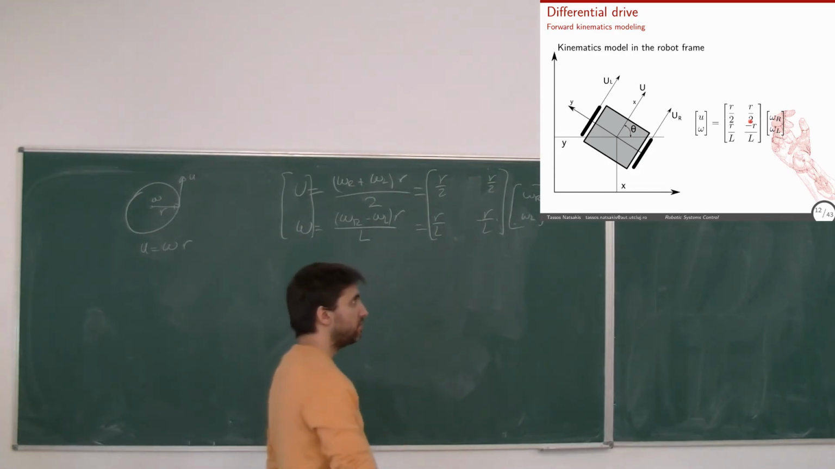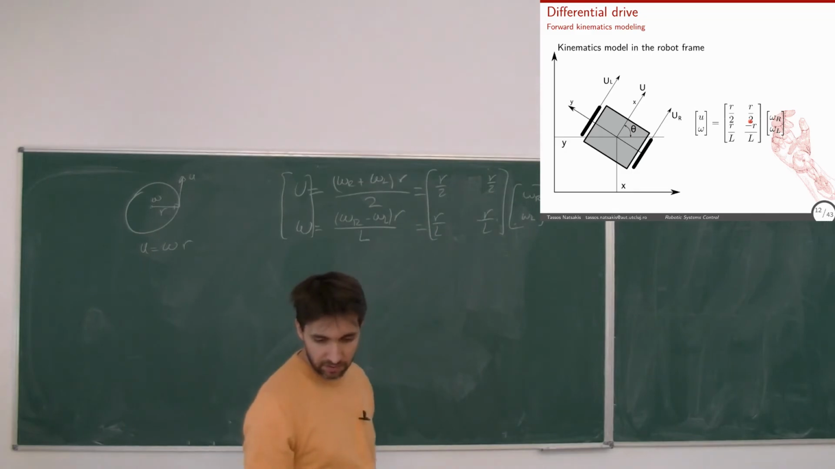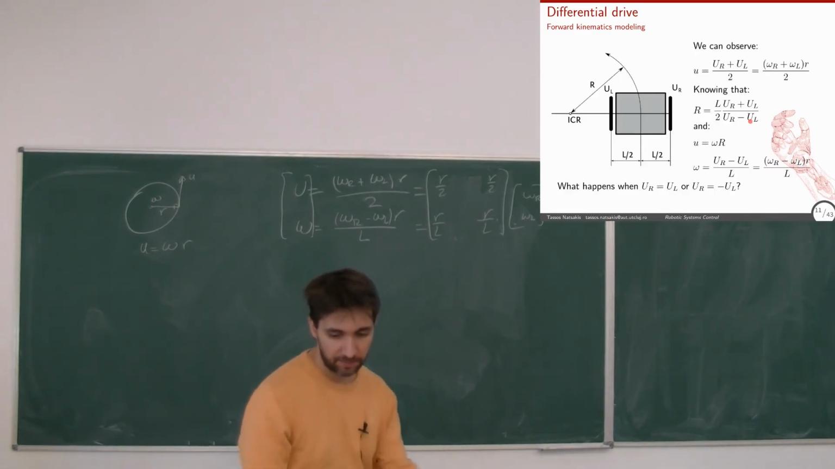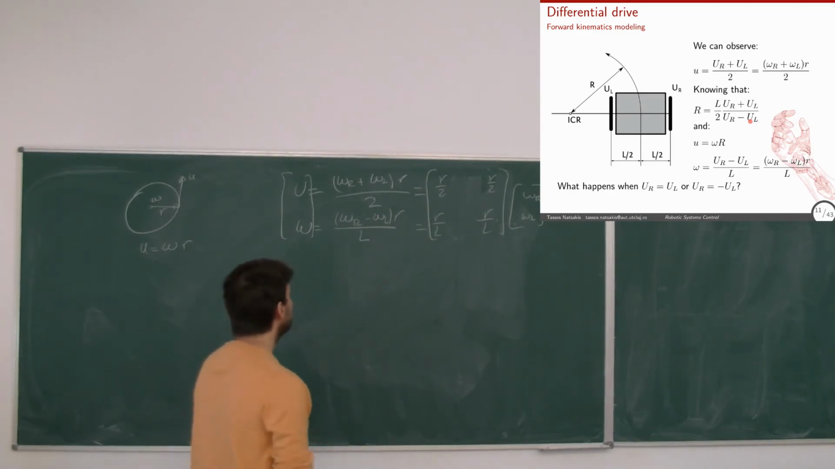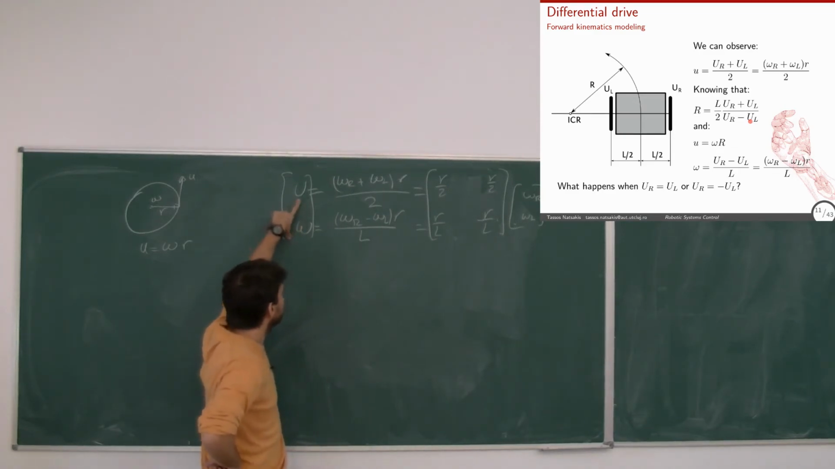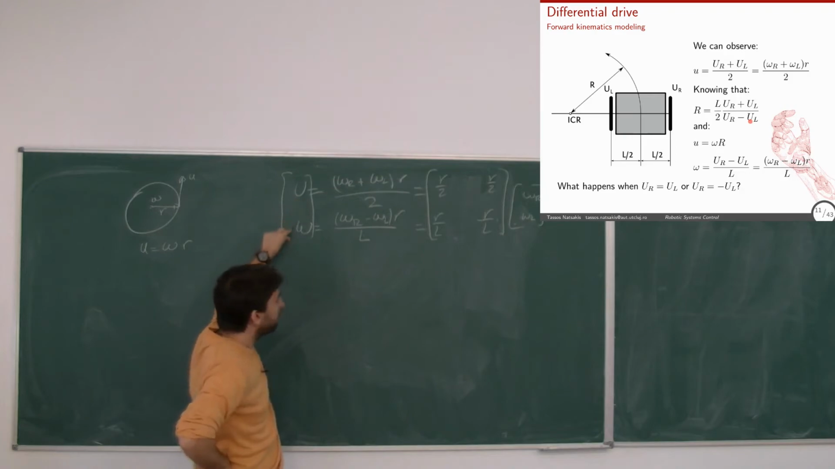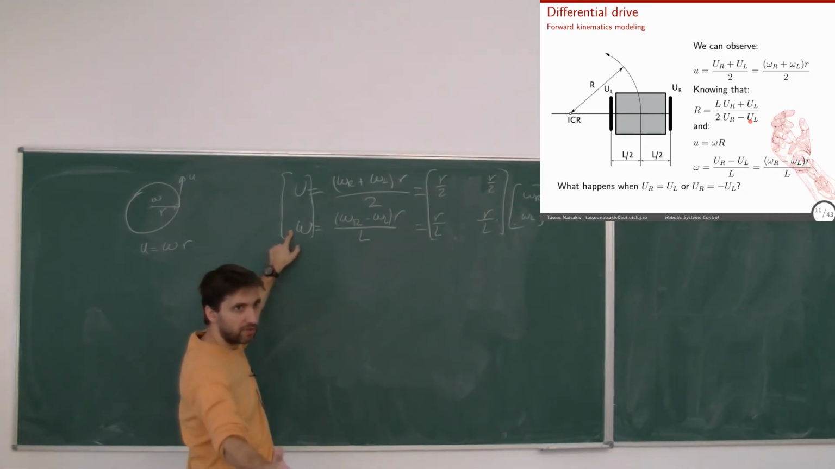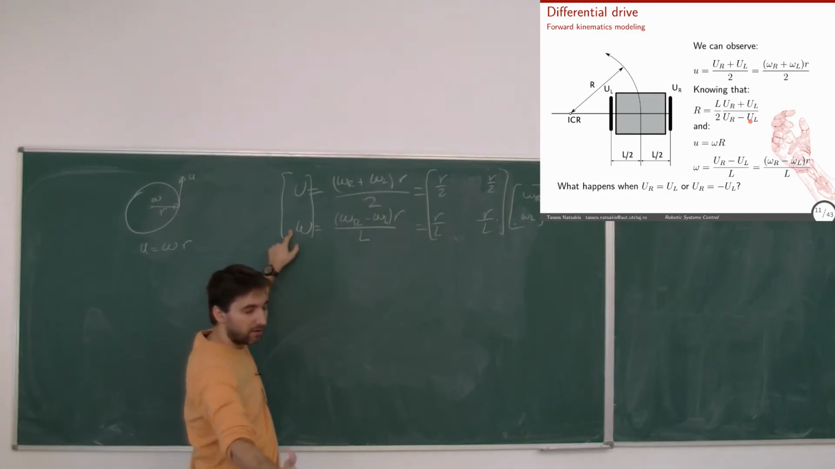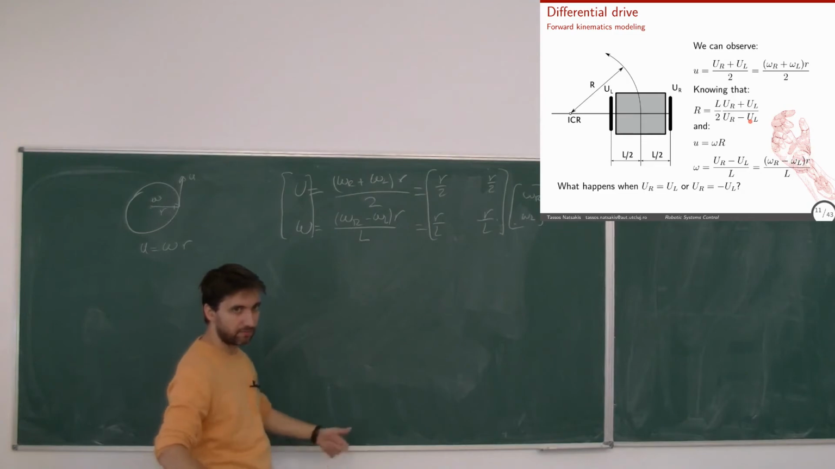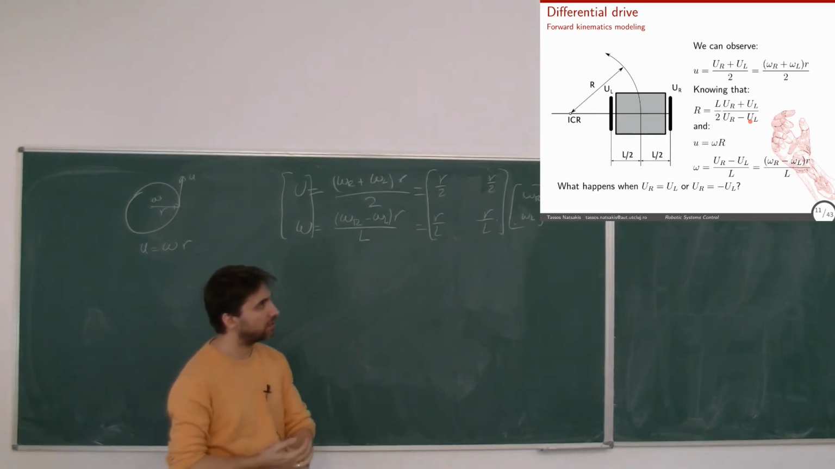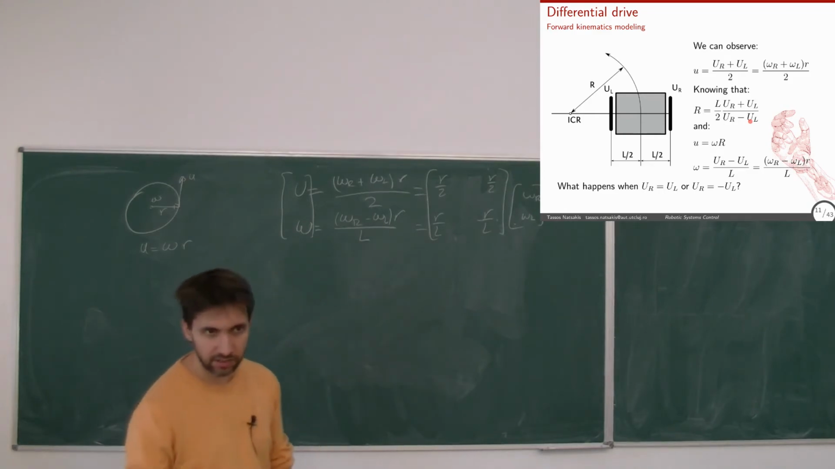Now, this one gives me the linear and angular velocity of the robot as a function of the angular velocities of the wheels, right? Is this what we need? Can I control the robot using this?